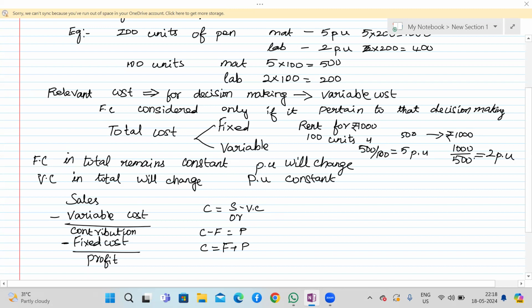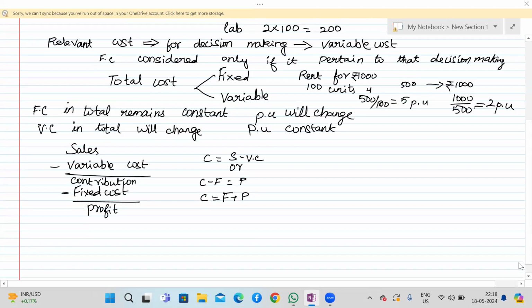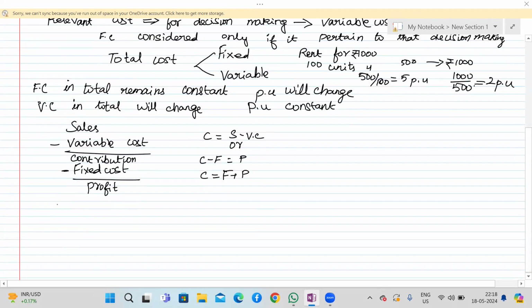Here I am bringing a new term called profit volume ratio, in short PV ratio, the contribution to sales ratio.